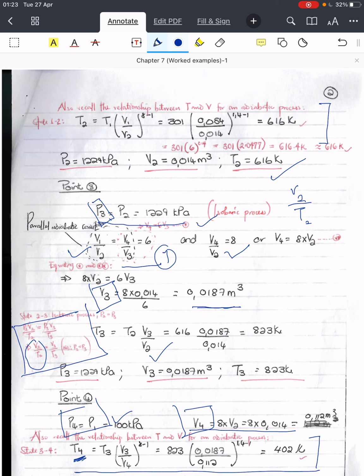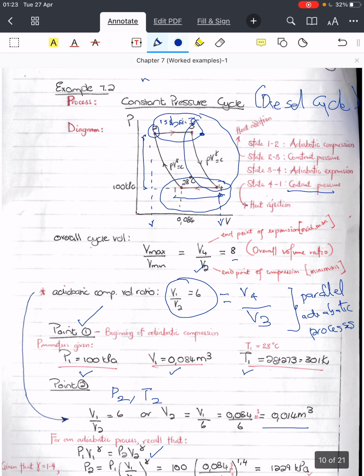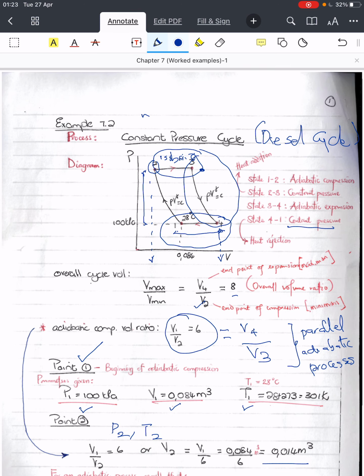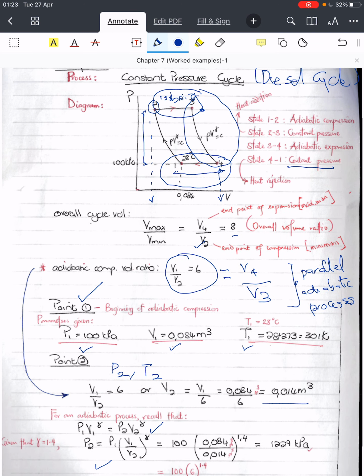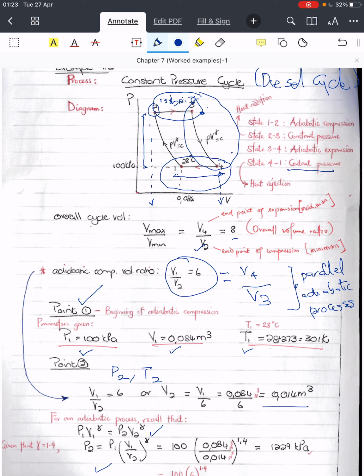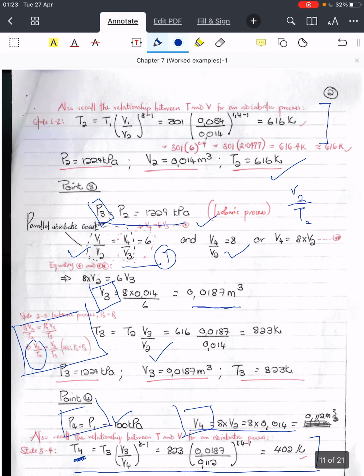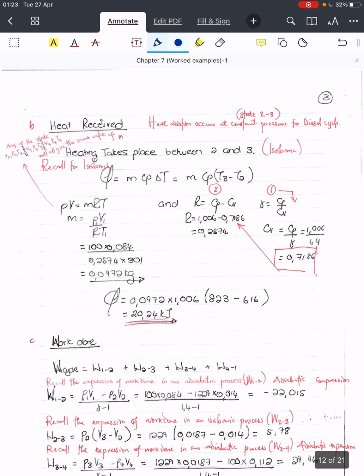What I want you to try out is this. I want you to try and solve for the temperature by looking at it from the 1 to 4 perspective. What I've solved here is from the 3 to 4 perspective, this point to that point. But since we have values for 1 already, I want you to try and solve for point 4 from the constant, the isobaric perspective. Try that out and see if you get the same value as we've got in here.